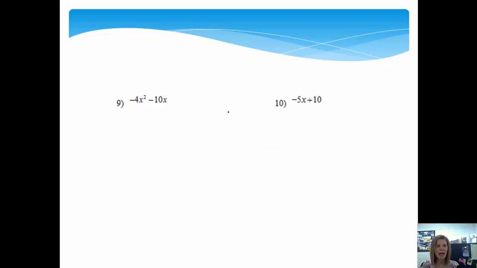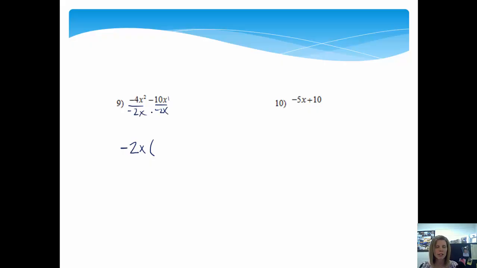Okay, problem number 9. Negative 4x squared minus 10x. The first thing I'm going to do again, I see the negative there, so I will be factoring out a negative. And then the number that will go into 4 and 10, once again, is 2. 2 seems to be a popular number this time. If I'm looking at the variables, x squared and x, I notice that they both have an x. The smaller one is x to the first. Okay, I'm going to write that underneath each part.